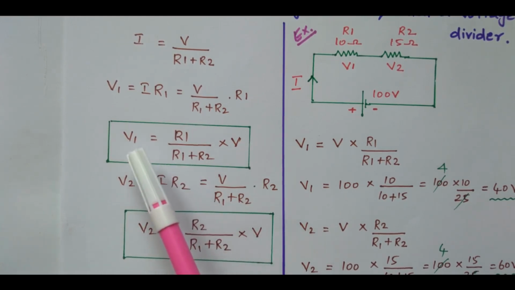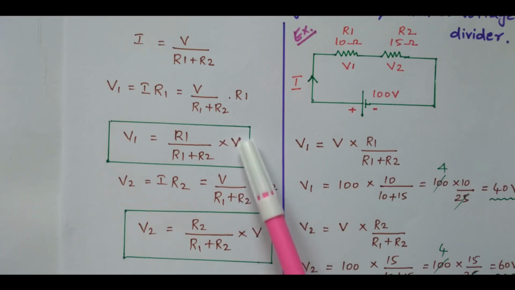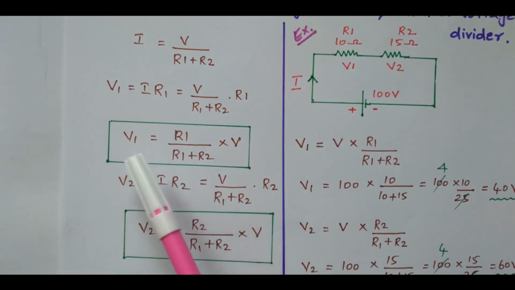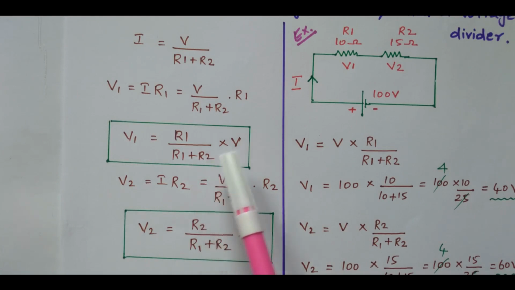What is this? The voltage across resistor R1 equals the total voltage multiplied by that resistor R1 divided by the total resistance. So that is the general formula. The voltage drop across R1 equals the R1 value divided by the total resistance, into the total voltage. That is the formula.